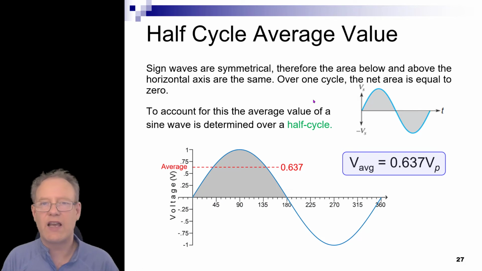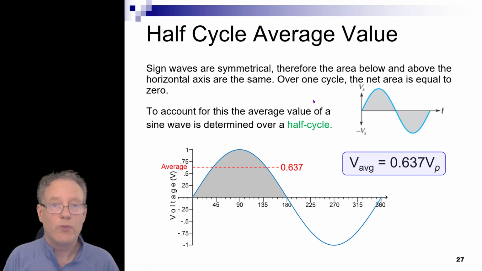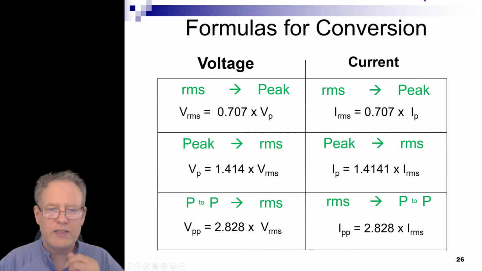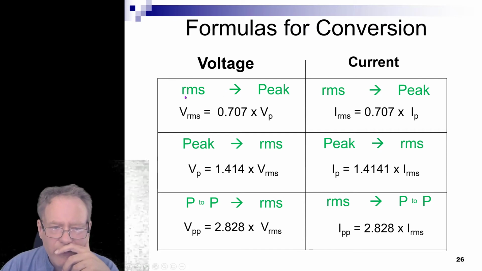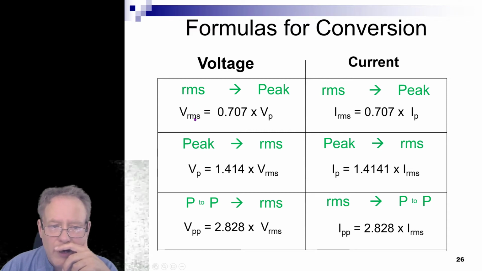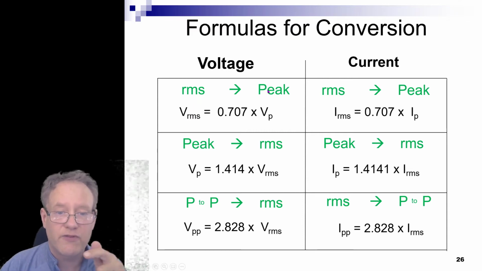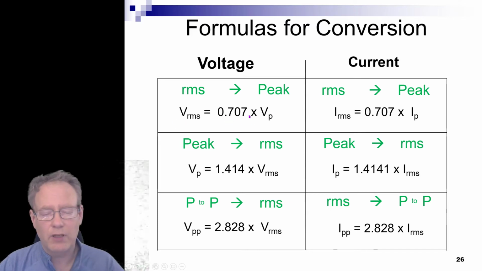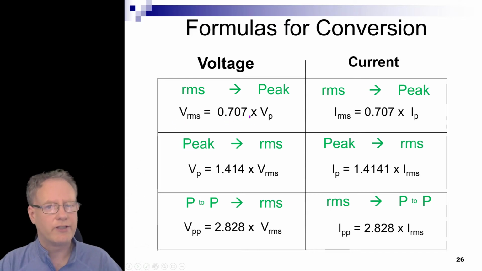So whenever we study average, whenever we study RMS, we take the peak and then we do the multiplication from there. Now, let's take a look at some basic formulas. If we want to get RMS from peak, I take my peak voltage and I multiply it by 0.707.